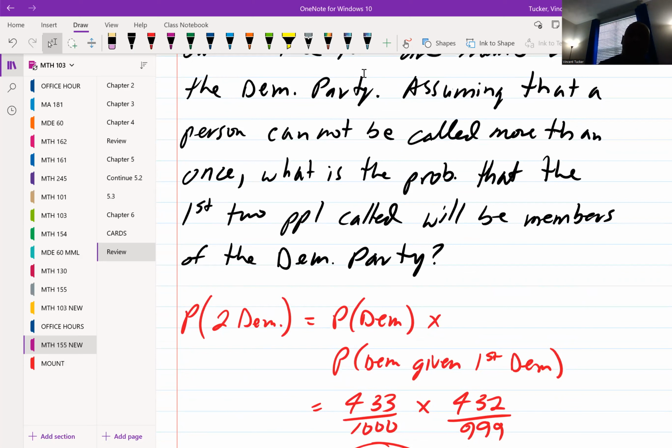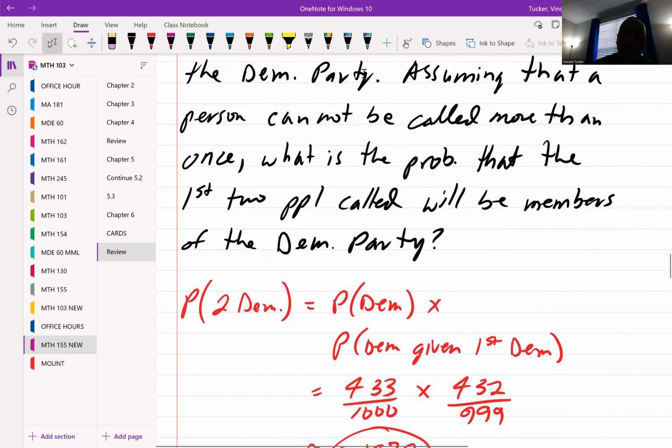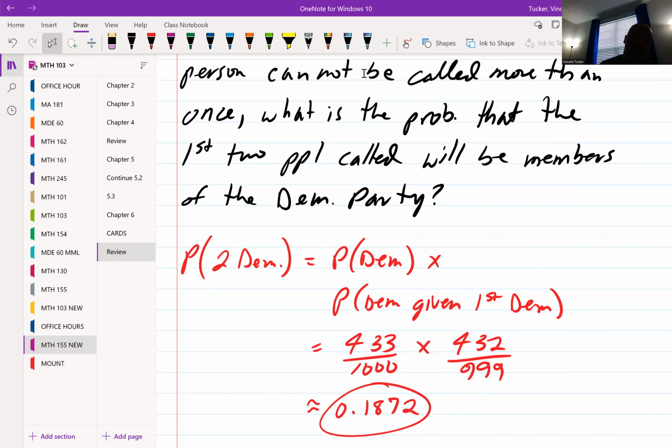Then the probability of getting a Democrat, being that the first person I chose was Democrat, will be a countdown from the numerator and the denominator by one. So it'd be 432 over 999. We took one of those Democrats out, one of the 433 out. So that's why that's 432. And then in total, it would go from 1,000 to 999. And then from there, you multiply them together. You get 0.1872.